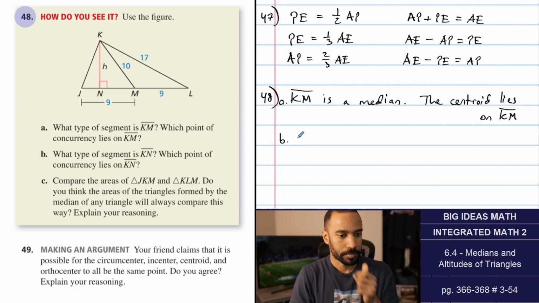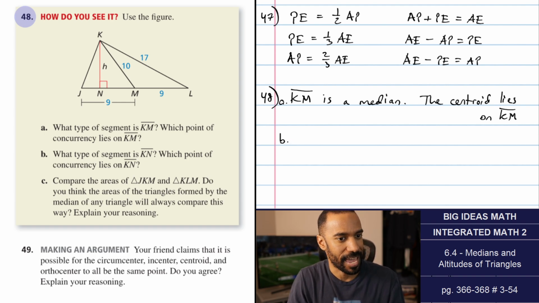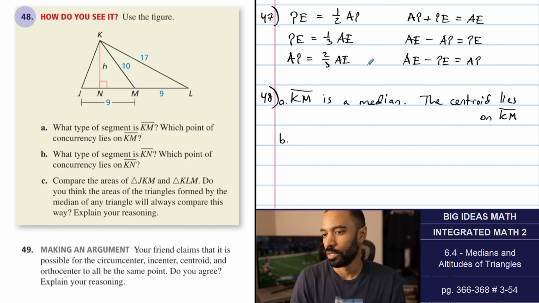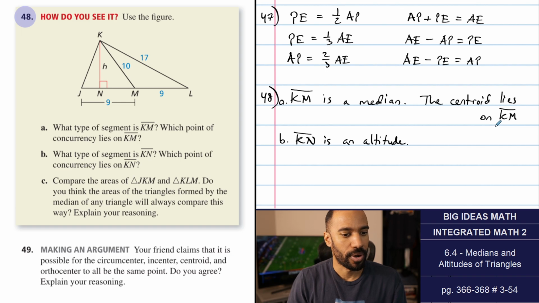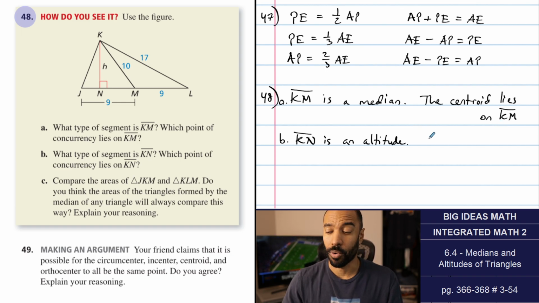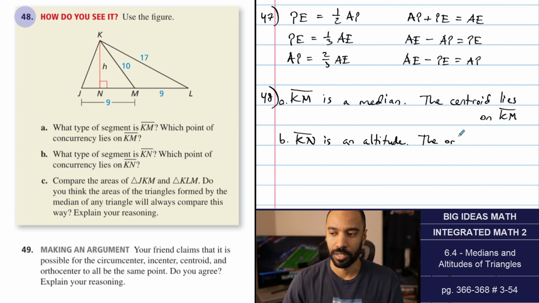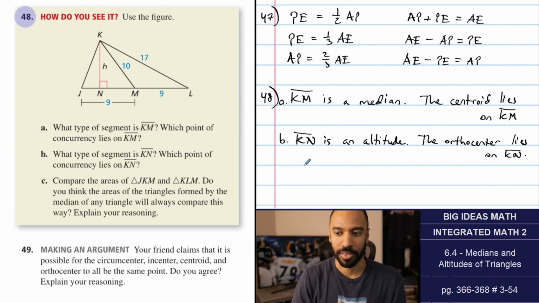Part B. What type of segment is KN? That is an altitude. KN is an altitude. Which point of concurrency lies on KN? The orthocenter. The orthocenter lies on KN. Just don't have enough room to write all that in one line.